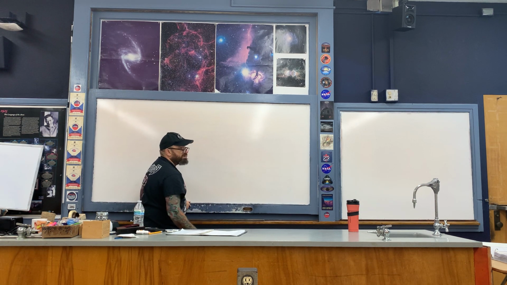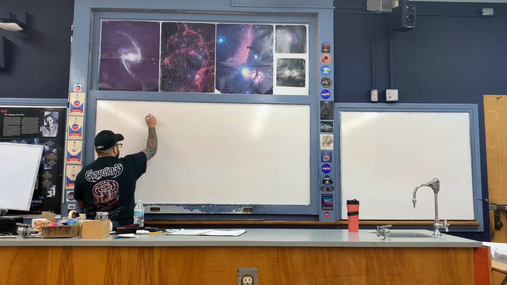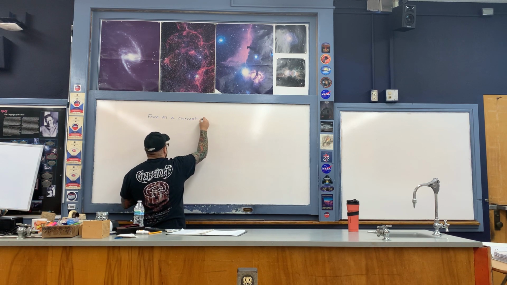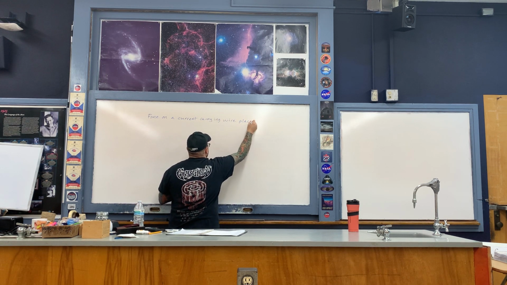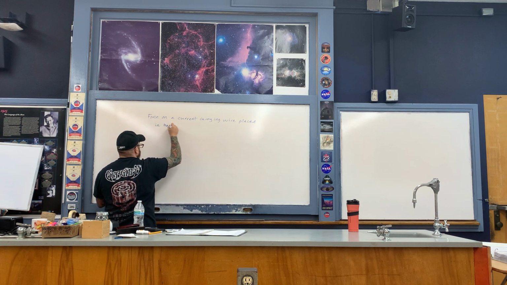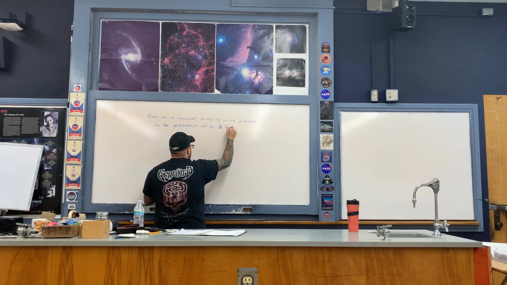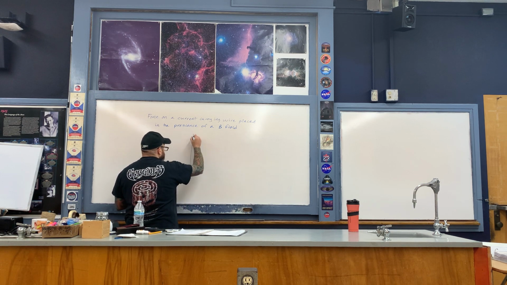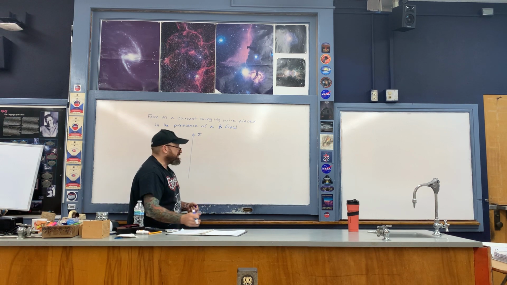Okay, so now this is the force exerted upon a current carrying wire when it is placed in the presence of a magnetic field. Okay, so here's what you saw in that demonstration. Right here is the wire, and the conventional current I will say is flowing in this direction. The wire has a length associated with it. The length is referred to as L.